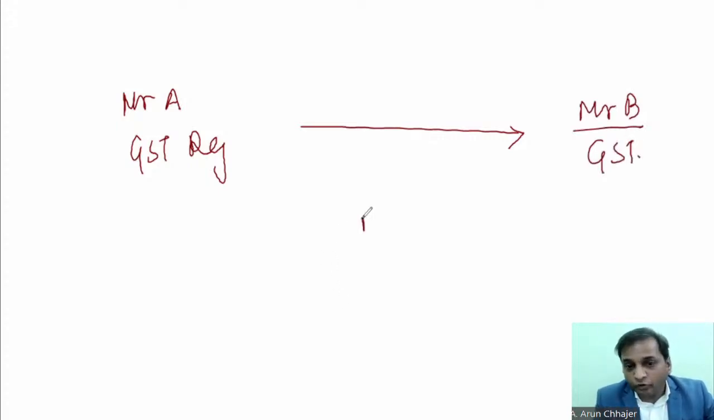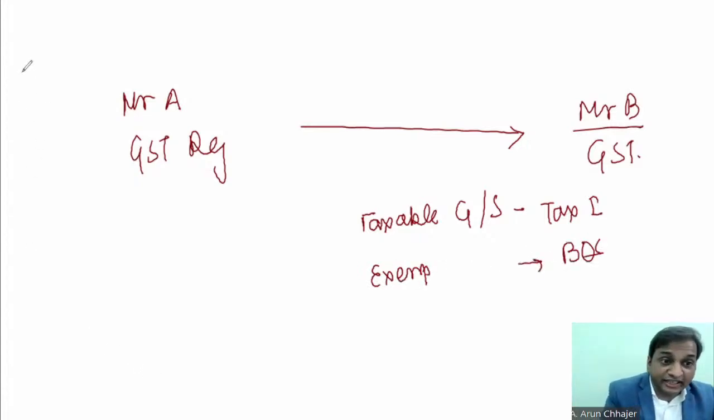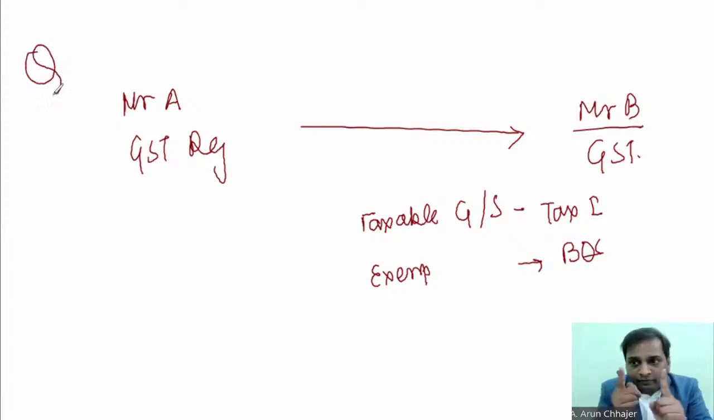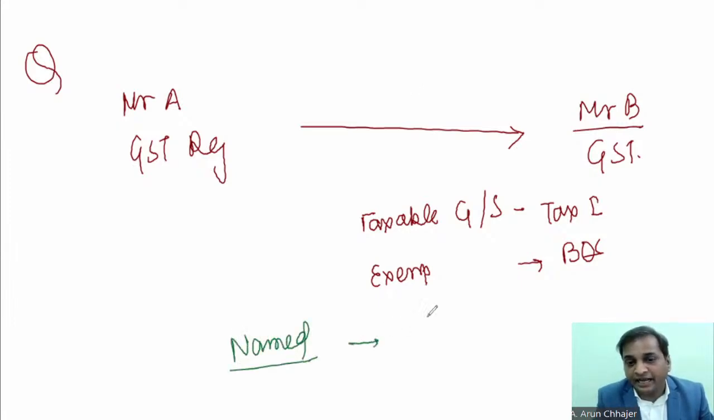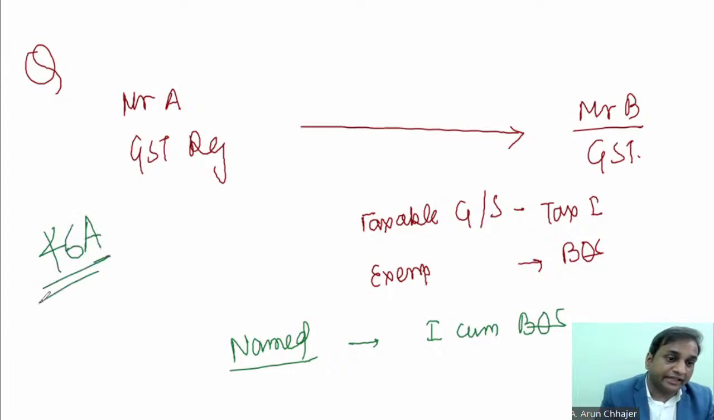We have talked about that if the underlying item is taxable goods or services, the tax invoice would be there. Just now we have discussed that if the item is exempted, then it will be the bill of supply. Now the question is, can we merge both and issue a single document named as invoice cum bill of supply? The answer has been given in Rule 46A.